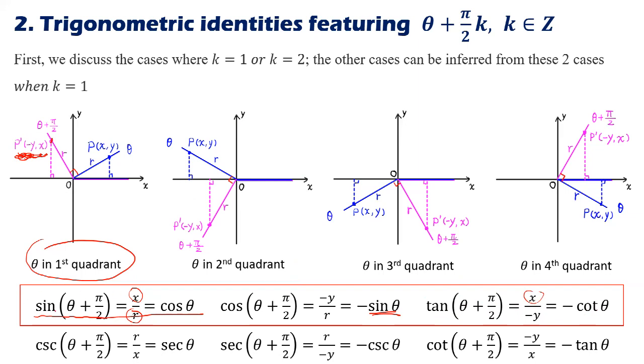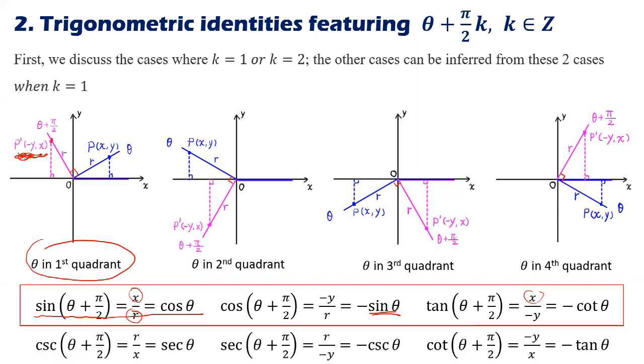Okay, so these are for the primary trigonometric ratios. For the secondary trigonometric ratios, we can easily use the reciprocal identities to prove that cosecant theta plus half pi equals secant theta, because cosecant is just the reciprocal of sine, right? So both of them have similar properties. And secant theta plus half pi equals minus cosecant theta, whereas cotangent theta plus half pi equals minus tangent theta. Understand? Any questions?